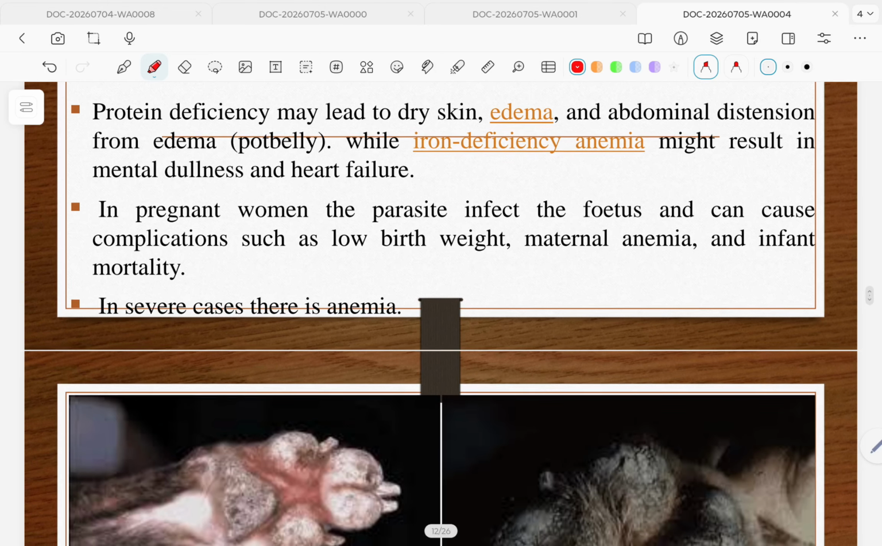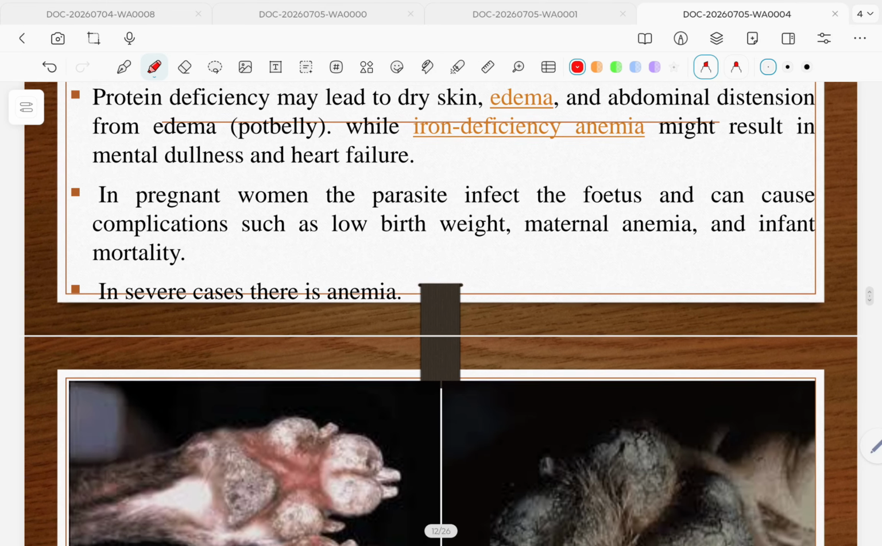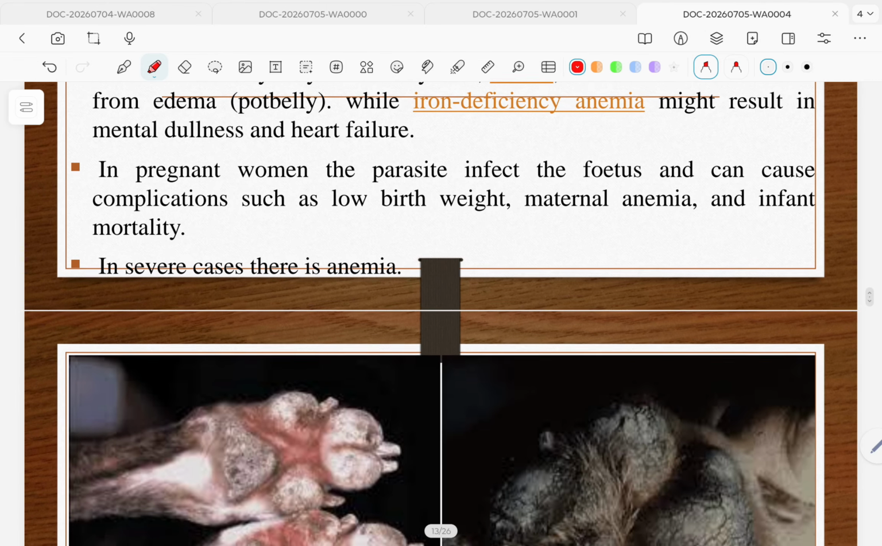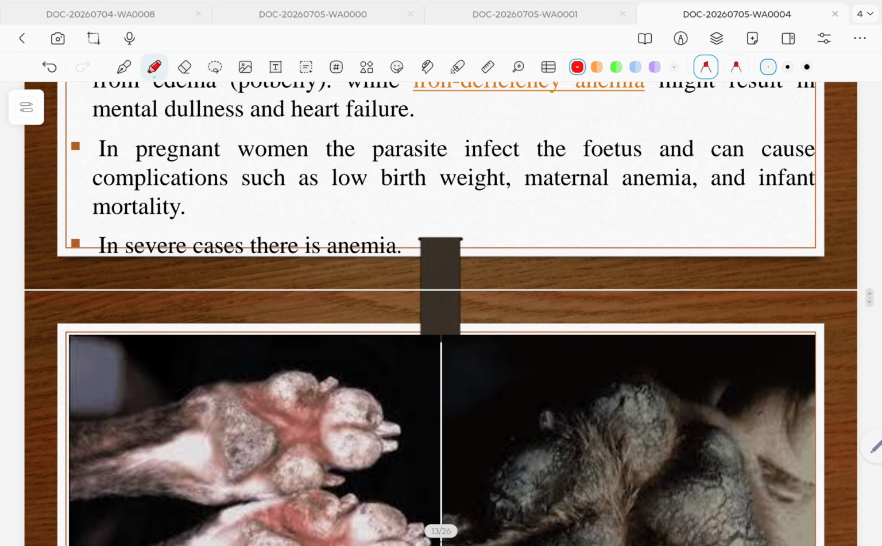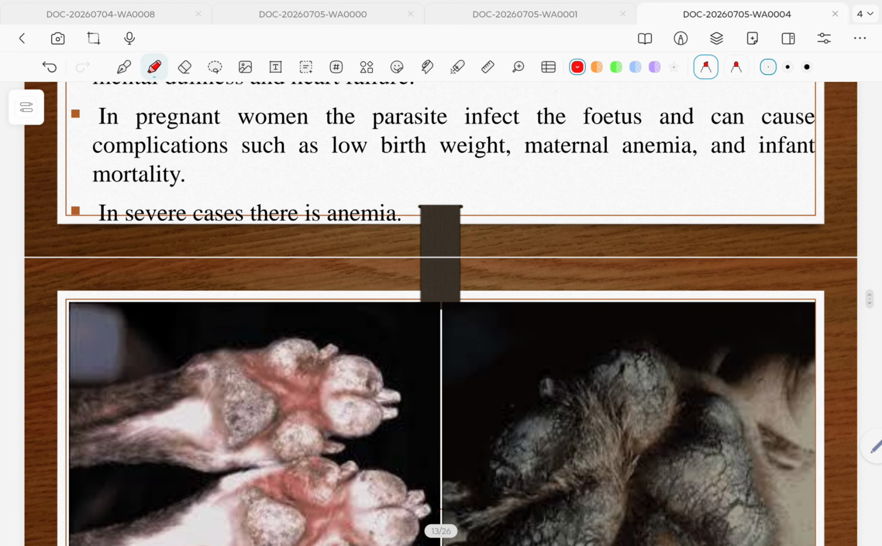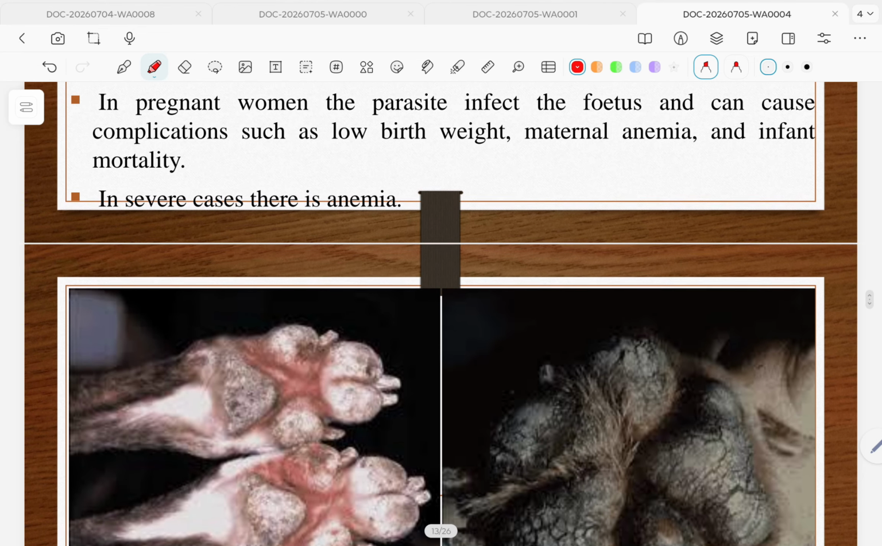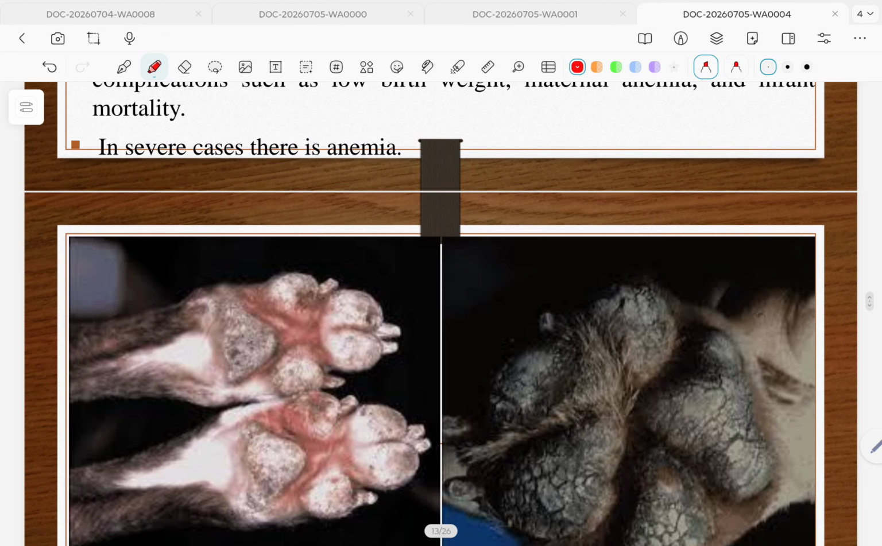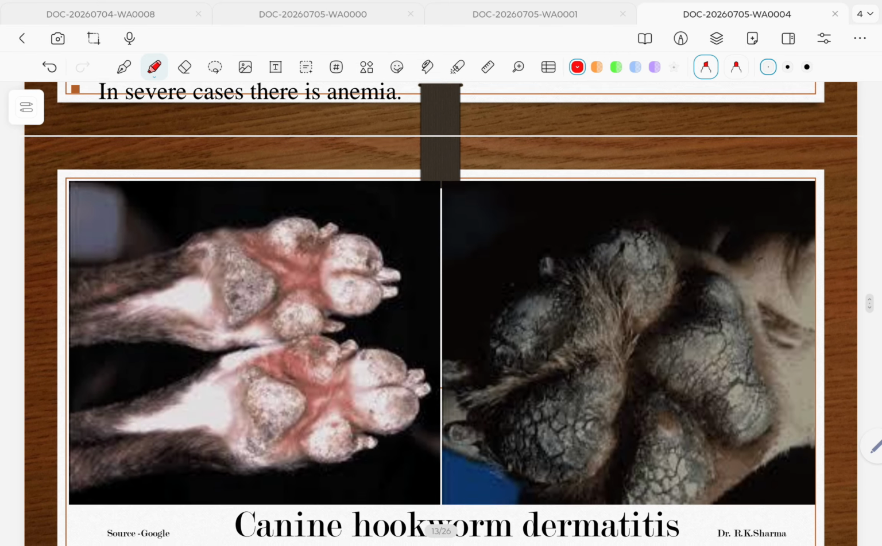In pregnant women, the parasite infects the fetus and can cause complications such as low birth weight, maternal anemia, and infant mortality. In several cases, there is anemia.